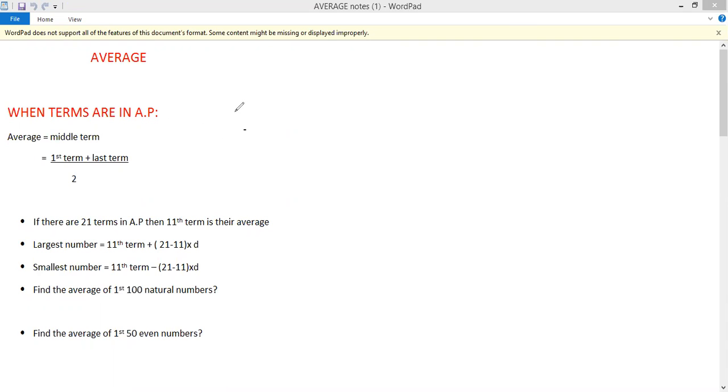Today we will discuss one unique concept: when the numbers are in AP, we can directly find the average. The average is the middle term. Suppose 1, 2, 3, 4, 5 are in AP, then the average is the middle term, 3. No need to calculate the summation and divide by the number of terms. Directly, the middle term is the average.